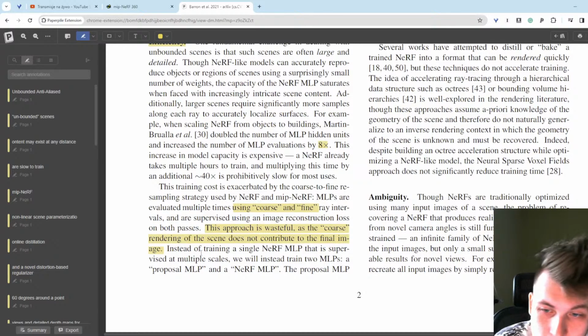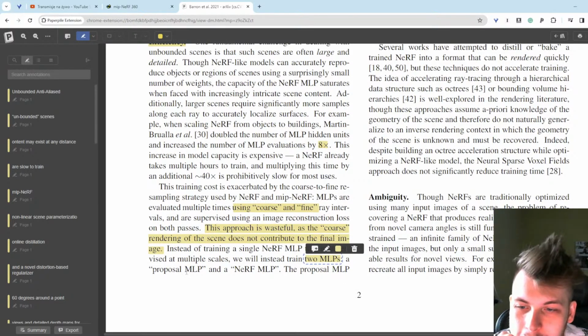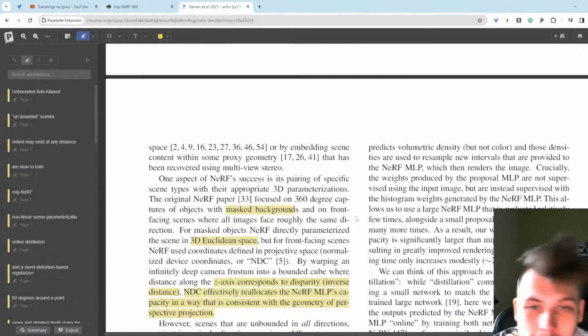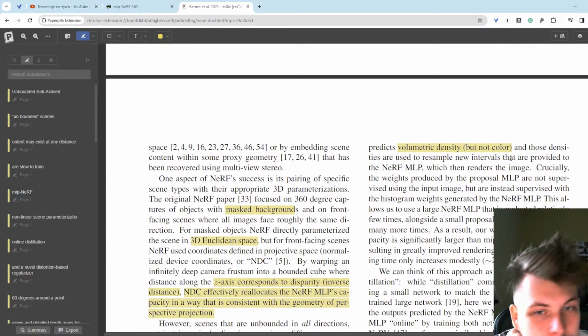They say instead of training a single NeRF MLP that is supervised at multiple scales, we will instead train two MLPs. Great. So now we have two networks instead of one. We have a proposal MLP and a NeRF MLP. The proposal MLP will be doing coarse, right? Predicts volumetric density but not color. Okay, right? Because we don't need color to build out this density PDF, right? And these densities are used to resample new intervals that are provided to the NeRF MLP, which then renders the image.